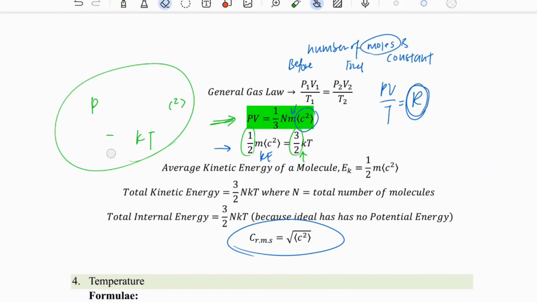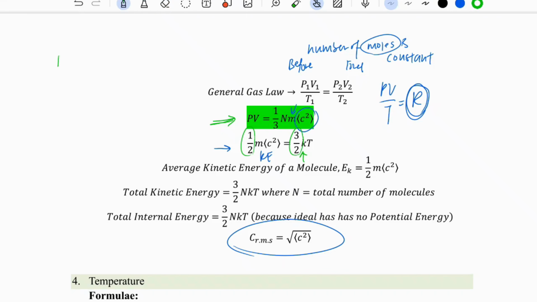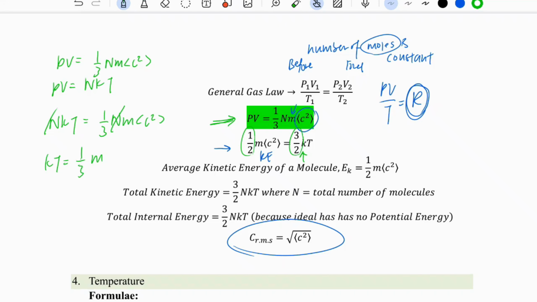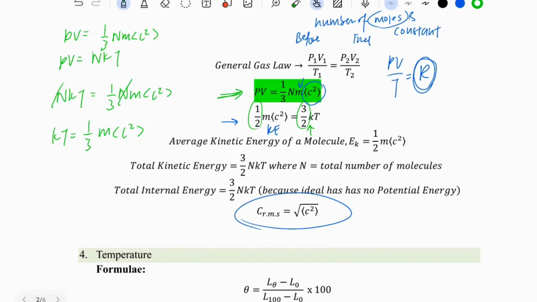Okay, you know what? I'll just show you. PV equals 1/3 N m c squared. PV equals NkT, right? So you equate both. Cancel N. kT equals 1 over 3 m mean square speed. You bring your 3 the other side first. 3kT equals m mean square speed. Then divide 2 both sides. You'll get this, which is exactly the same.